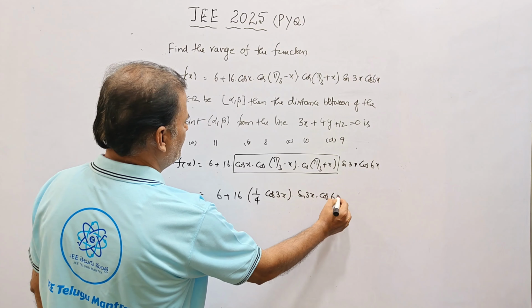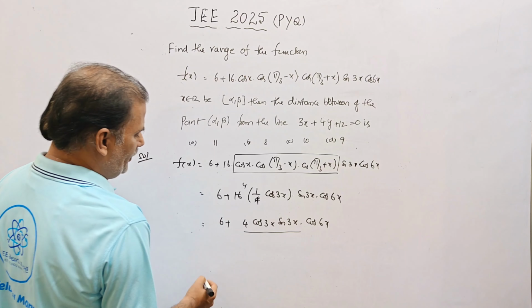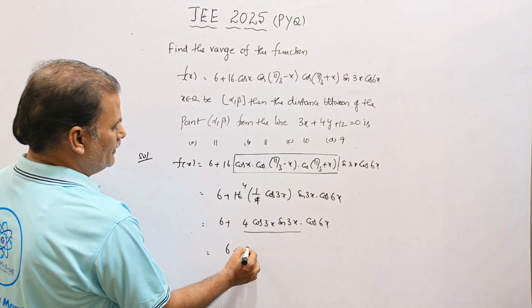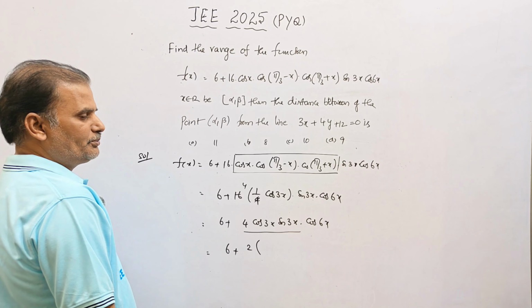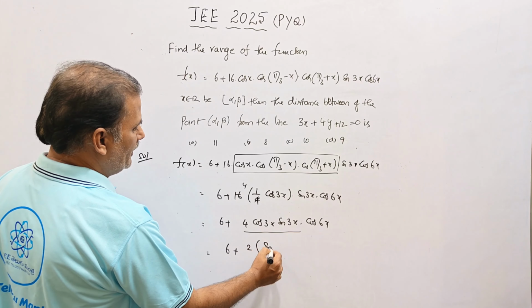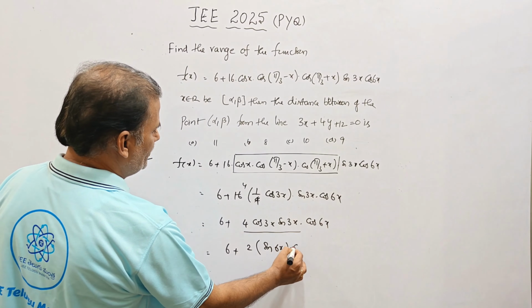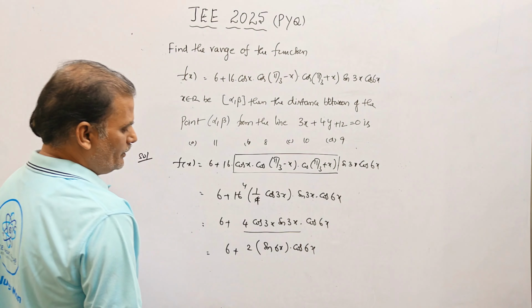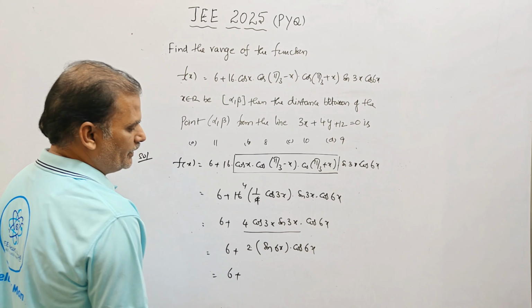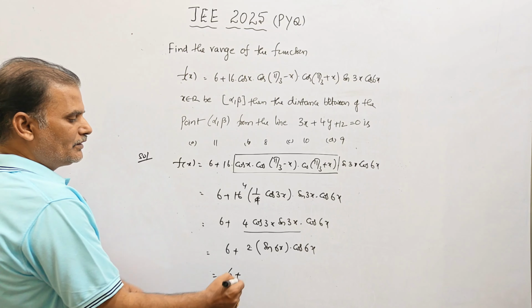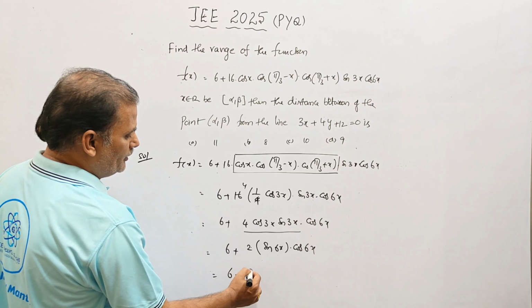Sin 3x into cos 3x, cos 6x. Just apply again: we see cos 3x sin 3x, 2 into 2 sin x cos x. 2 sin x cos x means sin 2x. Therefore sin 2 into 3, which is sin 6x, into cos 6x. See again here, 2 sin theta cos theta, where theta is equal to 6x. 2 sin a cos a means sin 2a, so sin 2 into 6 is sin 12x.